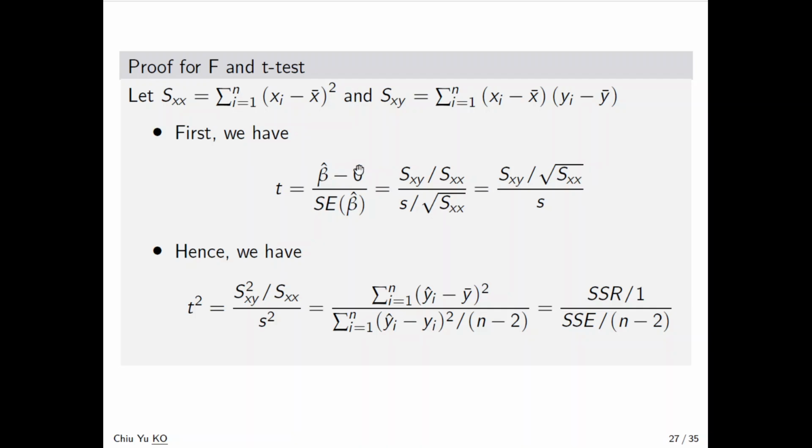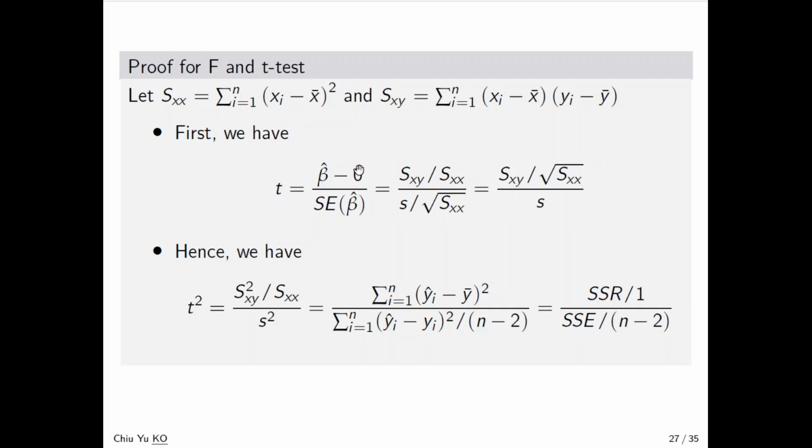If you use this notation, beta hat is Sxy over Sxx, and this SE hat will be S, the estimate of the standard deviation of the residual, over the square root of Sxx. They cancel out, so it will be Sxy over the square root of Sxx, over S. And t squared will be equal to this fraction. The next slide will show why the numerator can be written this way.